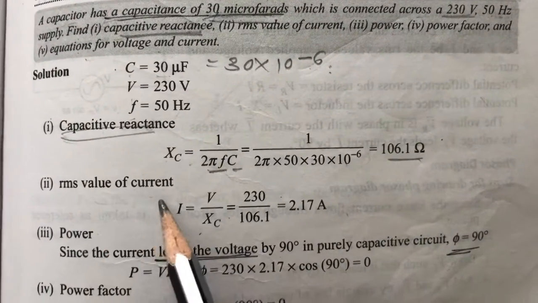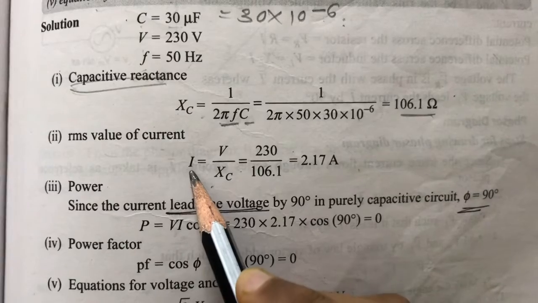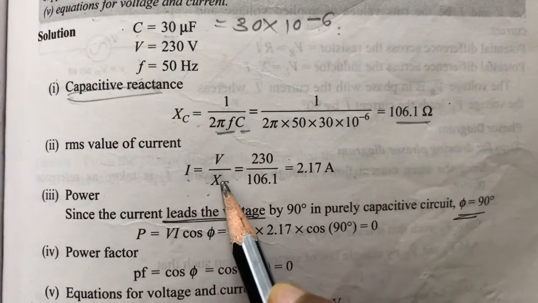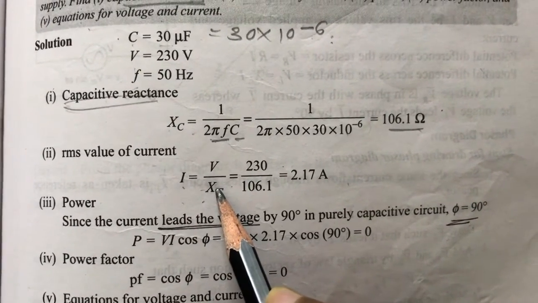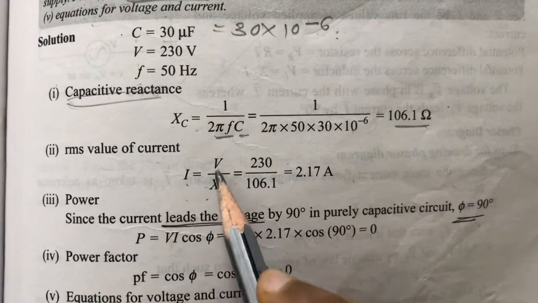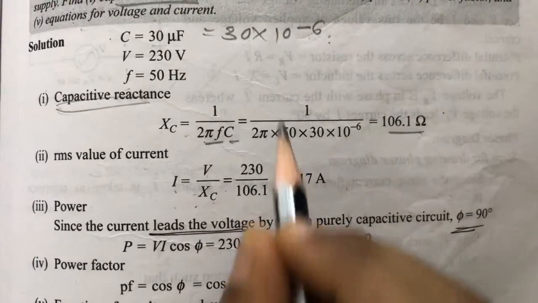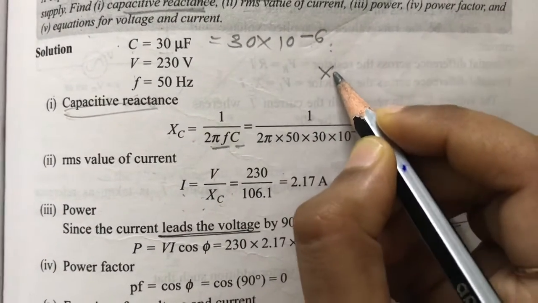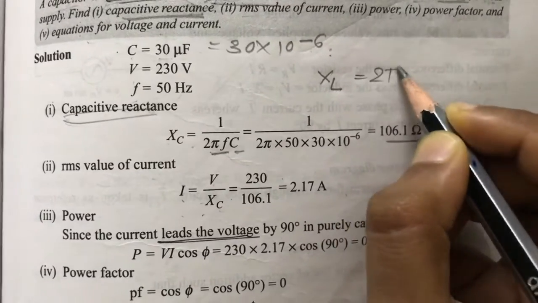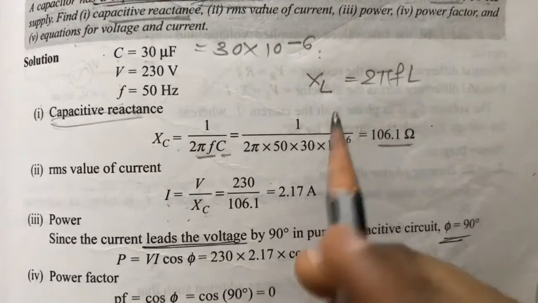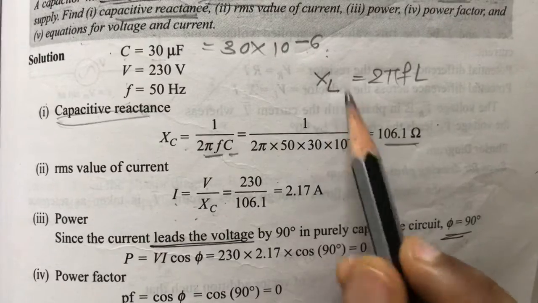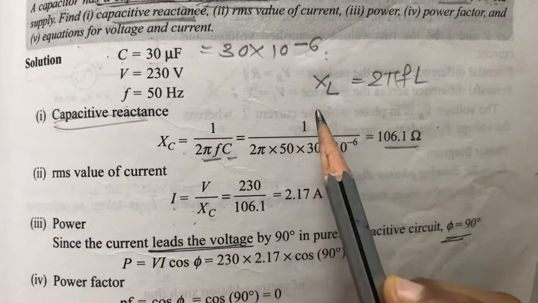Now the second is the RMS value of the current. So I RMS will be V upon XC. Similarly for inductive, I is equal to V upon XL, and for inductive reactance, XL will be equal to 2 pi FL. In this sum itself, I am explaining both capacitive as well as inductive based questions.